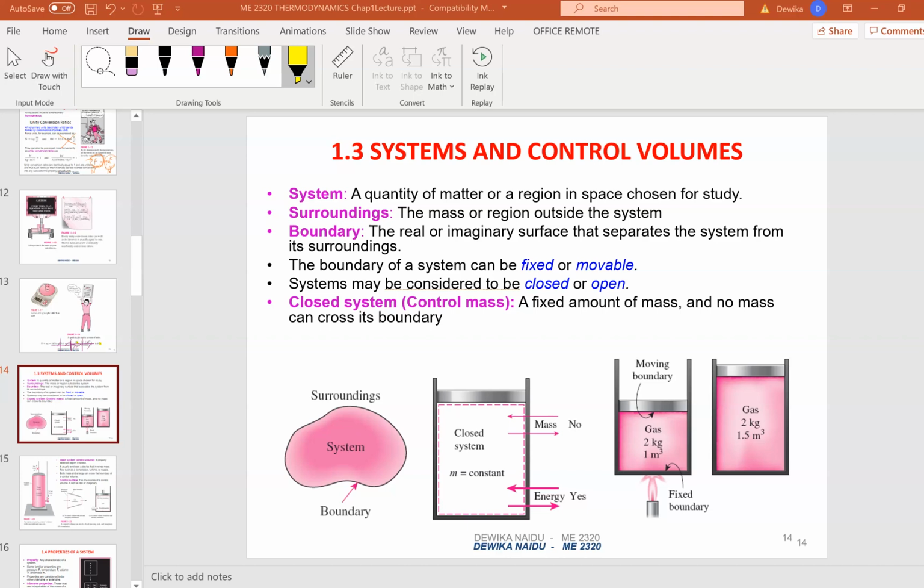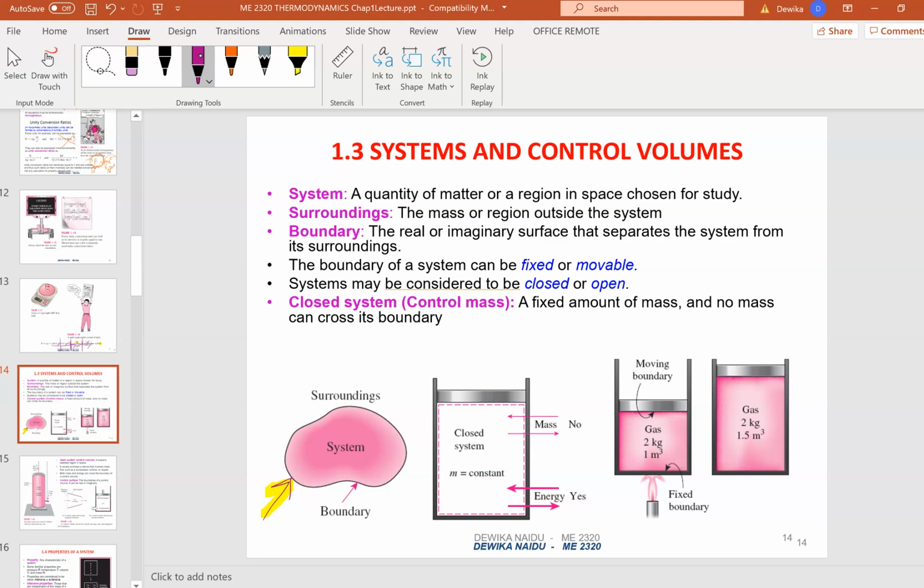So we have the first one, system. A system is a quantity of matter or a region in space chosen for study. Let's say an example. You are taking a potato. Just imagine a potato. Or probably your body itself. You can take your body.